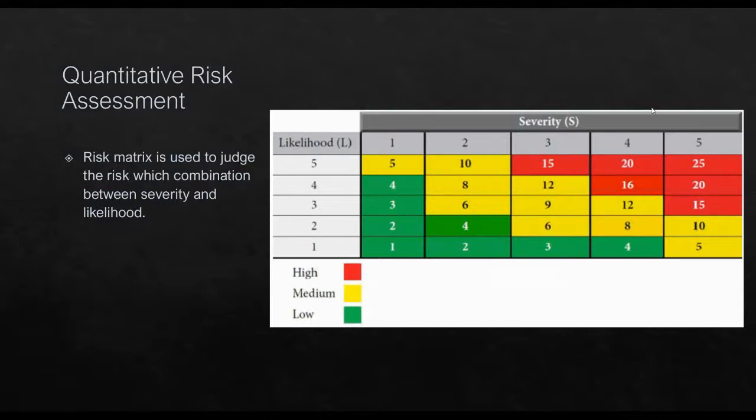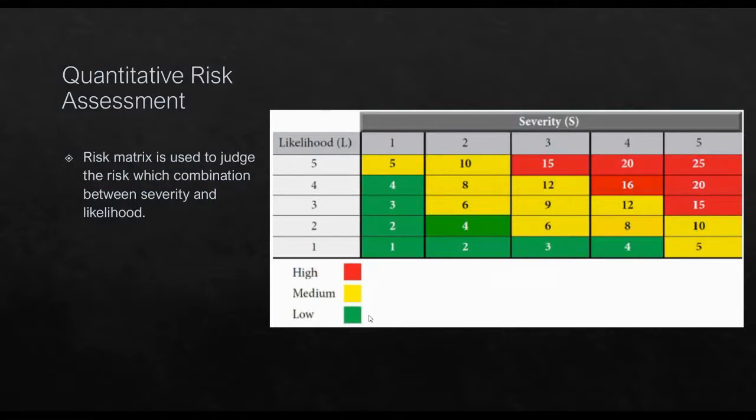For example, if we confirm that the severity of that hazard is 5, and also the likelihood is 5, so 5 multiplied by 5 is equal to 25. So 25 is already under the high level. So that means the green color, yellow color, and also the red color, we can summarize with the range of the number.